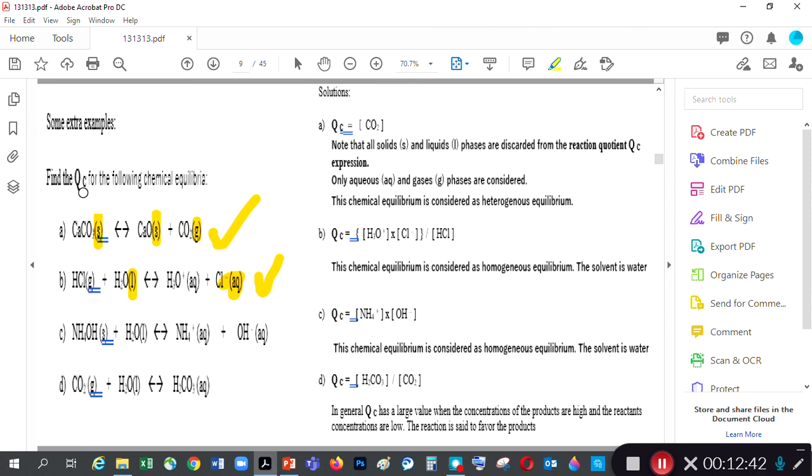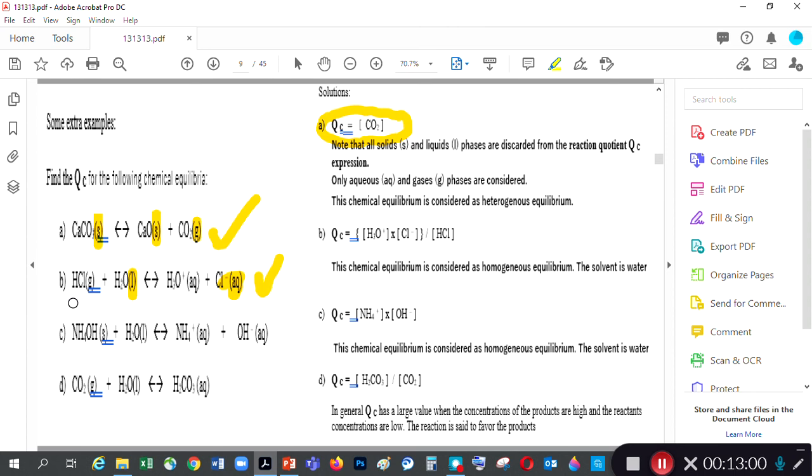So let's look at the QC, the reaction quotient for reaction A. Only CO2 is left, and that's a product. So therefore, QC will be the concentration of the CO2.